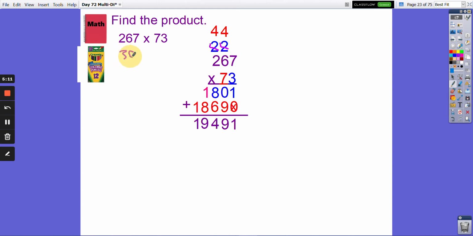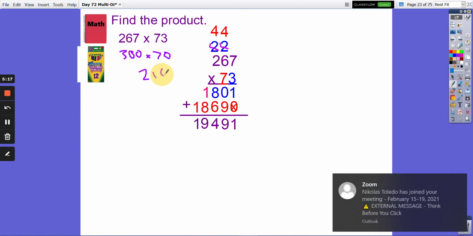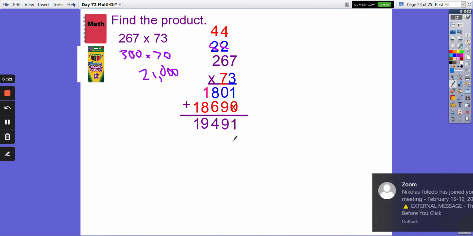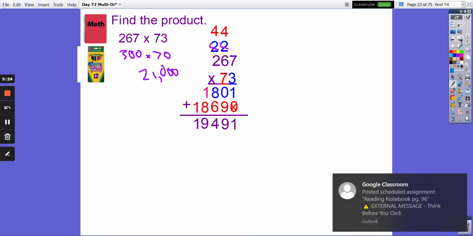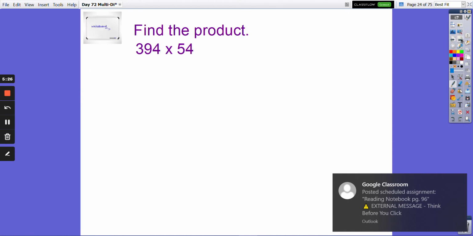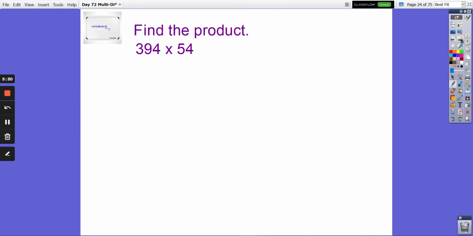I'm going to go ahead and estimate to check to see if my answer makes sense. I'm going to round this all the way up to 300 and this to 70. 300 times 70 gives me 21,000. 21,000, pretty close to 19,491. Pretty close. All right, go ahead and find the product of 394 times 54. 394 times 54. Pause the video.